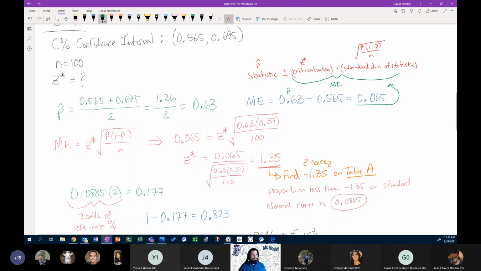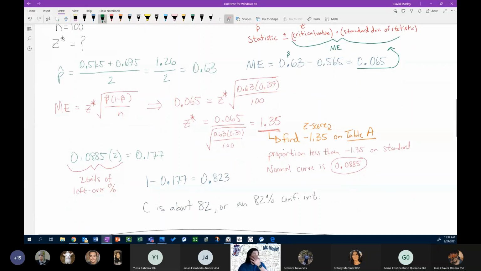0.065 equals Z star times the square root of 0.63 times 0.37 divided by 100. Z star is this mess of division: 0.065 divided by the square root of 0.63 times 0.37 divided by 100, and we get 1.35. This is now what I need to find, using the negative version of Z star, on table A. We need to find the z-score negative 1.35. This gives me the proportion less than negative 1.35 on the standard normal curve, which is my left-hand tail. And we get that that is 0.0885.